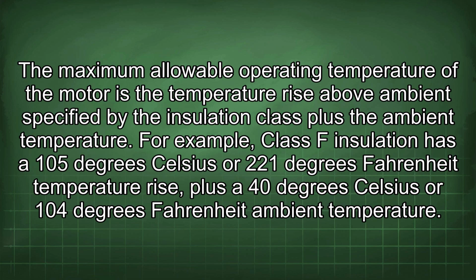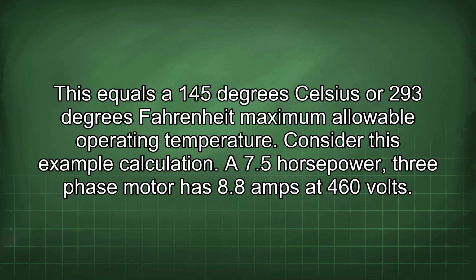For example, Class F insulation has a 105 degrees Celsius or 221 degrees Fahrenheit temperature rise plus a 40 degrees Celsius or 104 degrees Fahrenheit ambient temperature. This equals a 145 degrees Celsius or 293 degrees Fahrenheit maximum allowable operating temperature.